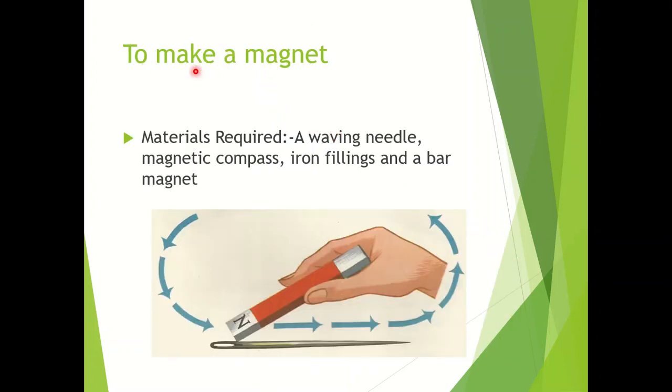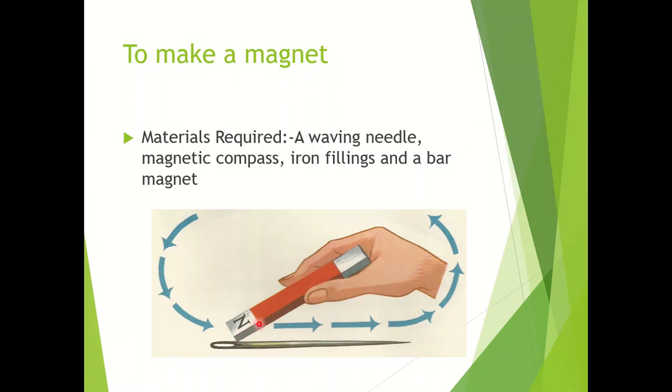Now the question is, how can we make a magnet? For making a magnet, these materials are required: a weaving needle, a magnetic compass, iron filings, and a bar magnet. We will take a weaving needle, which is made of iron. This corner we can take as A, and this one is B.